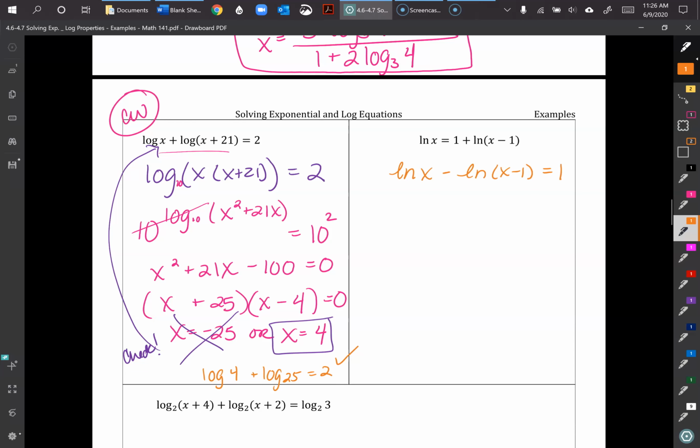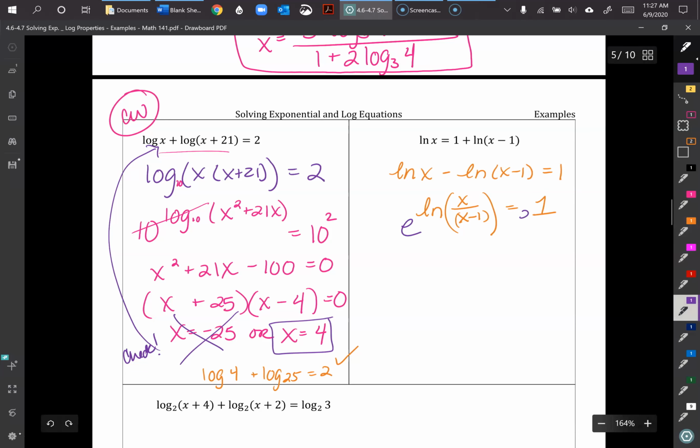So now I can combine these. That's the purpose. And it's subtract, so I'm going to do it as a division inside the parentheses there, ln of x over x minus 1. Now from here, you're probably fine. Once I exponentiate, I'm going to just write that as e to the ln of all that stuff, and e to the 1 over there. So I'm going to be left with x over x minus 1 equals e.